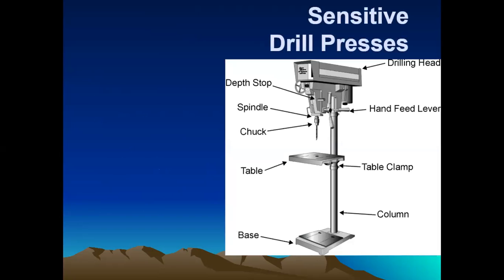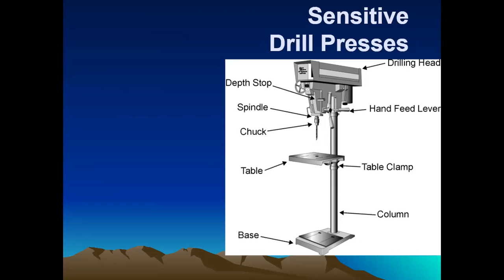So we're talking about drill presses. This is called a sensitive drill press. It's sensitive because you feel the whole process. So you're pulling down on the hand feed lever, and that's going to give you feedback through the drill bit. You're going to feel how it's cutting. You feel when you cut through the material. That's why it's called sensitive, because you determine how much pressure you apply by the feedback you get from this cutting bit.